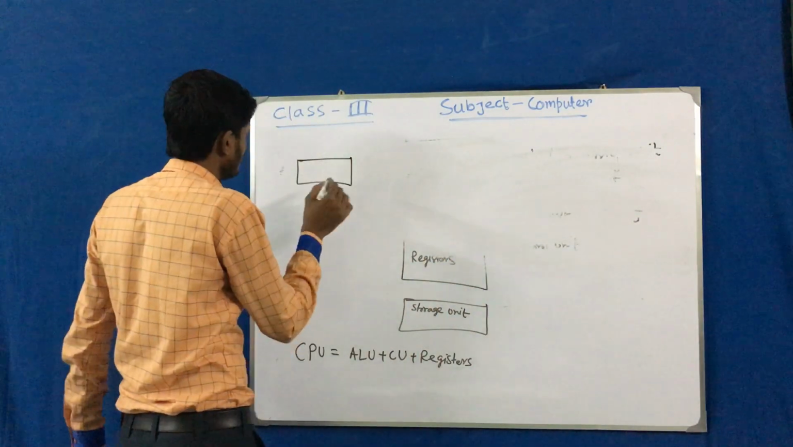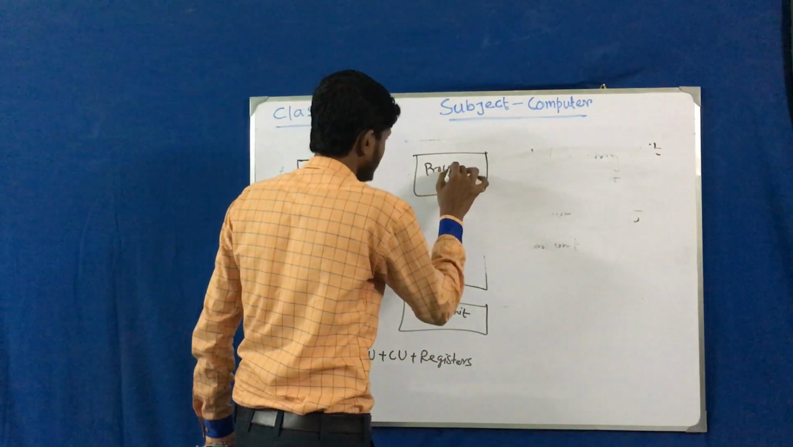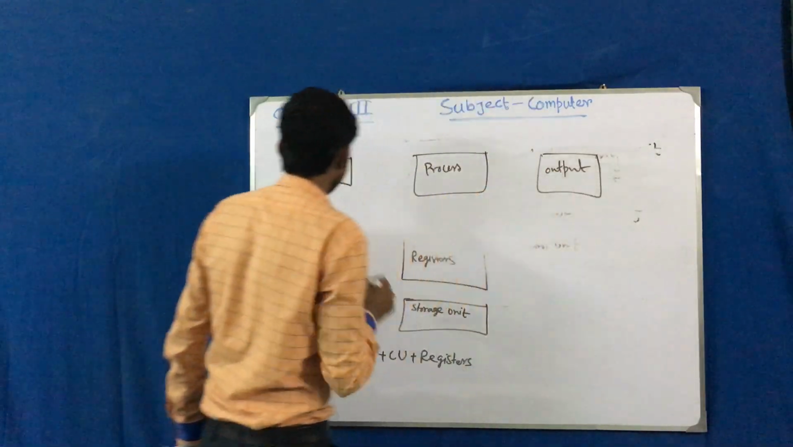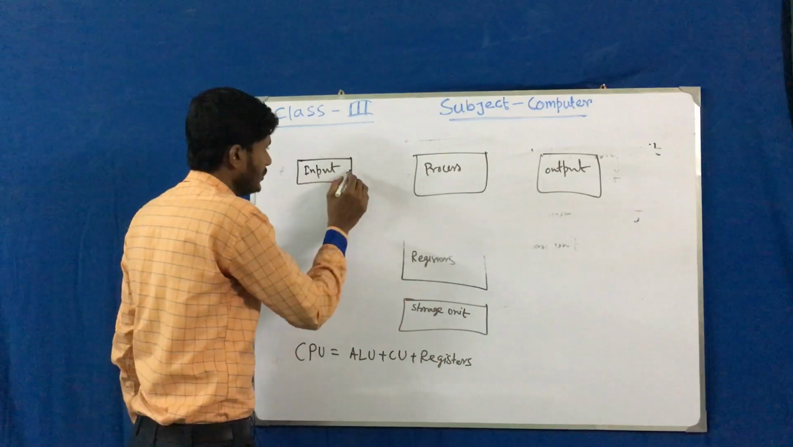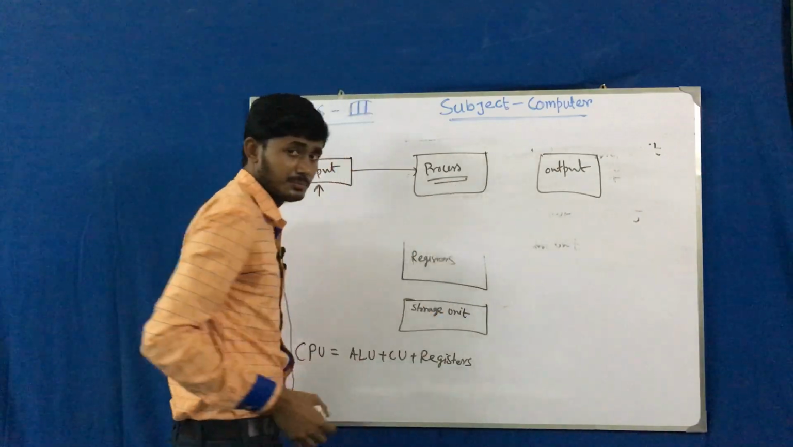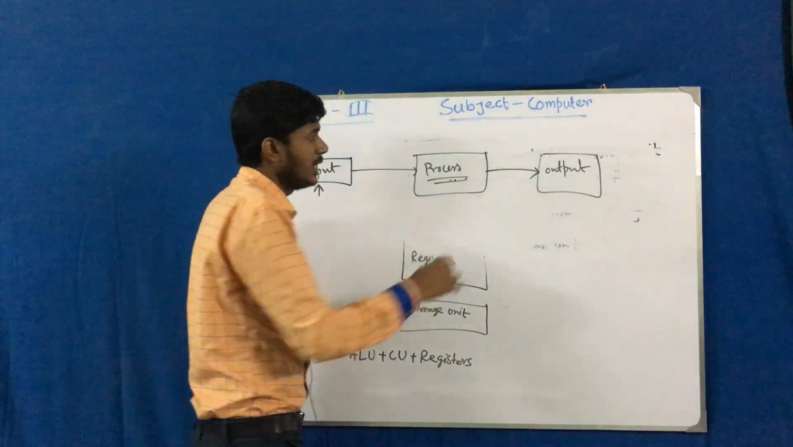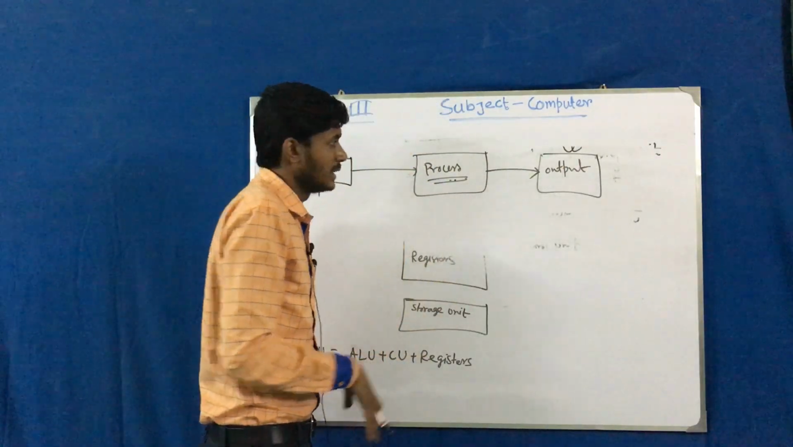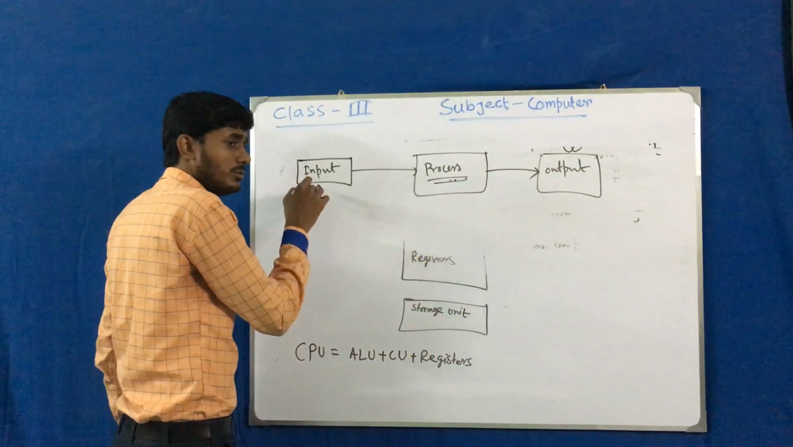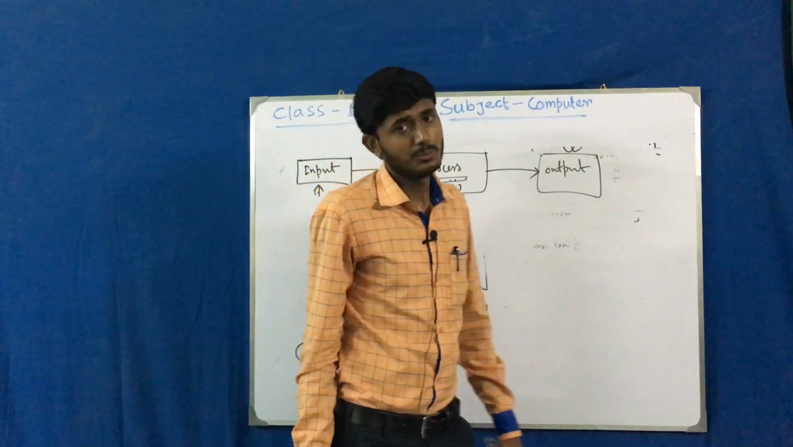Suppose this is input, this is process and this is output. First of all we take some input here, and here we perform some operation. After performing the operation we get some output on the output devices like printers, speaker, monitor, etc. The input devices are keyboard, mouse, and the process is done by the CPU, central processing unit.